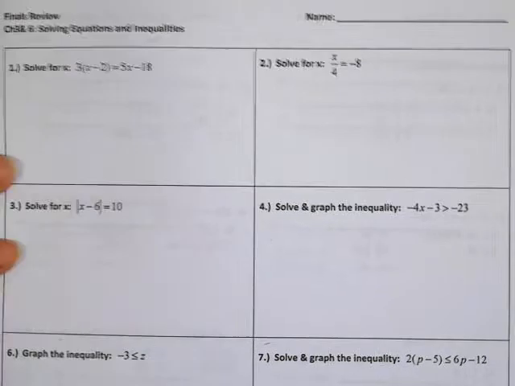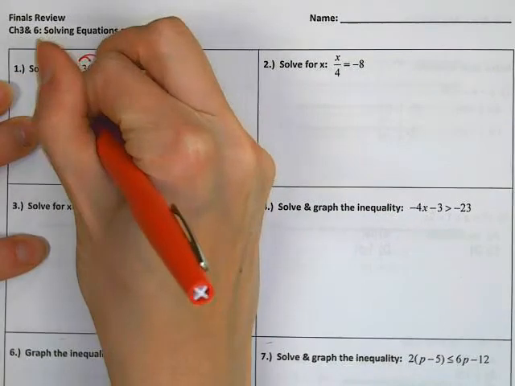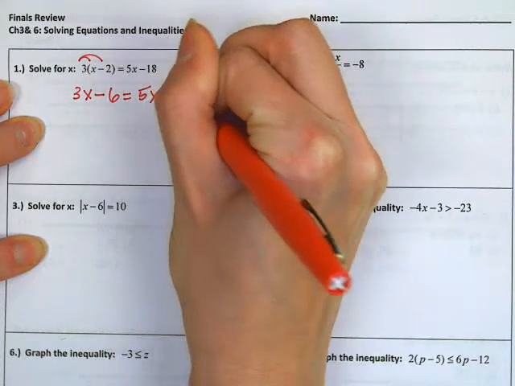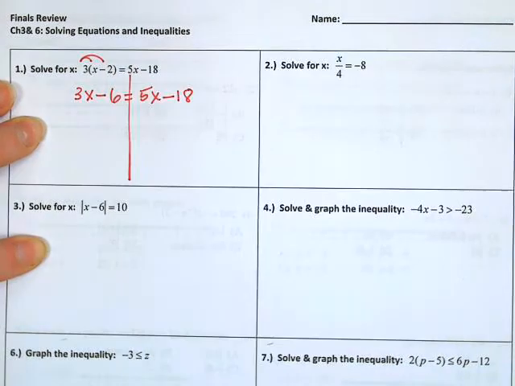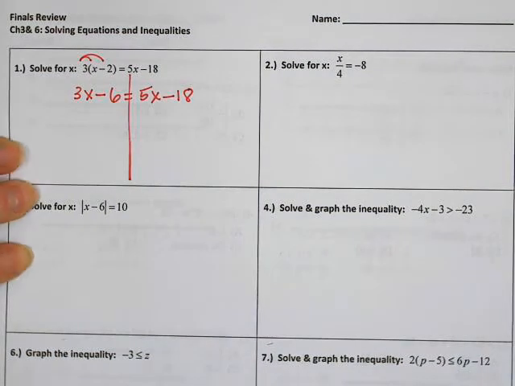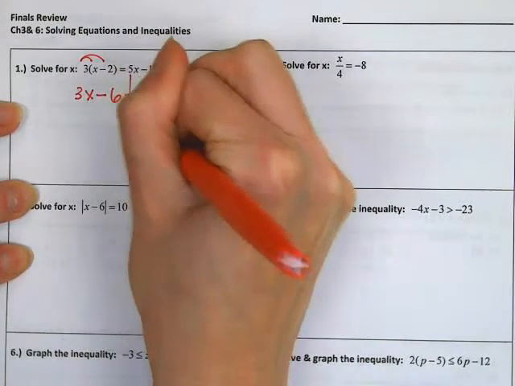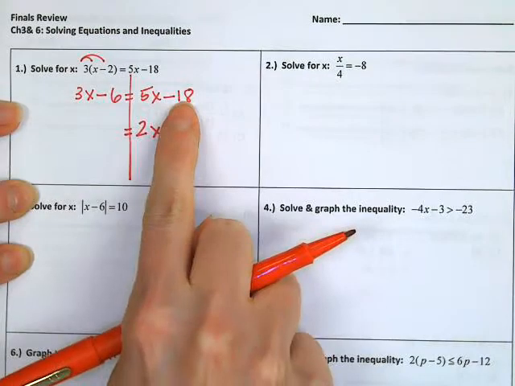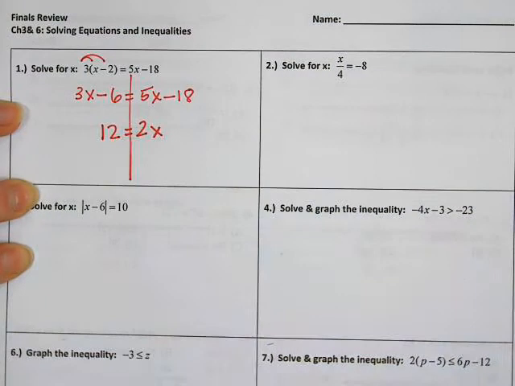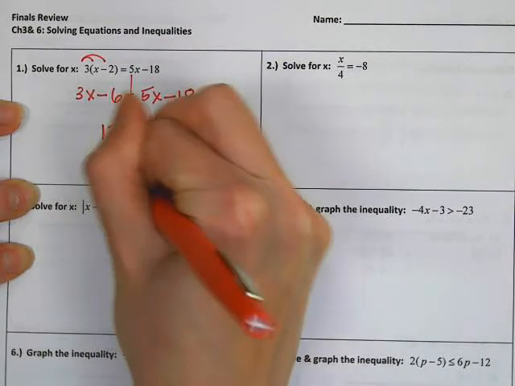So number 1, you definitely have to distribute first. When you do that, you get 3x minus 6 equals 5x minus 18. And then draw the wall, get all the x's to one side and all the constants to the other. So if we minus the 3x over, we get 2x. And if we add the 18 over, we get 12. And then to finish it off, divide both sides by 2, and x will be 6.